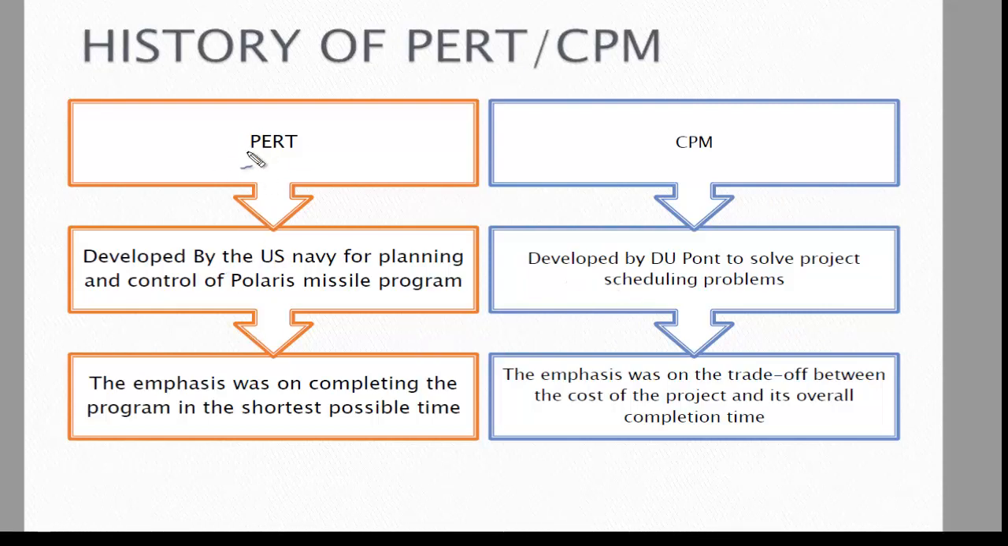Now here, in the PERT, more emphasis was on completing the project in the shortest possible time. You need to minimize the completion time of the project. But here we were thinking about the trade-offs between the cost of the project and overall completion. Sometimes if you have a lesser cost, you can take more time. But if you increase the cost, then you can have a lesser time. So there's a trade-off between the two. So what is the optimal, which will be best in terms of cost and also in terms of time? That is what CPM was used to solve.